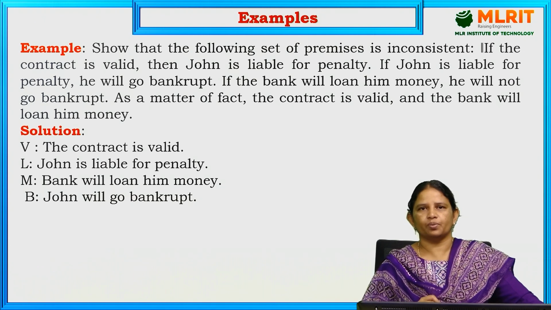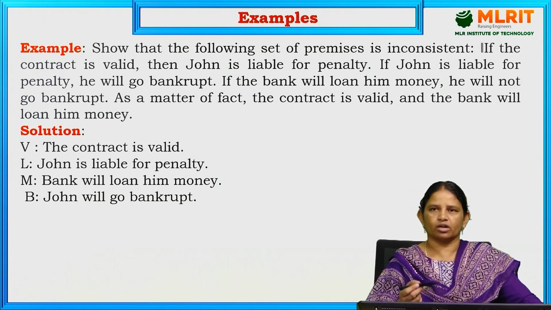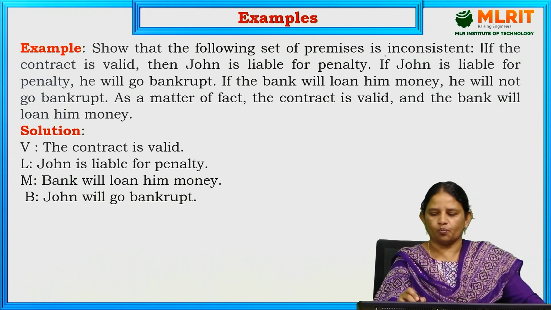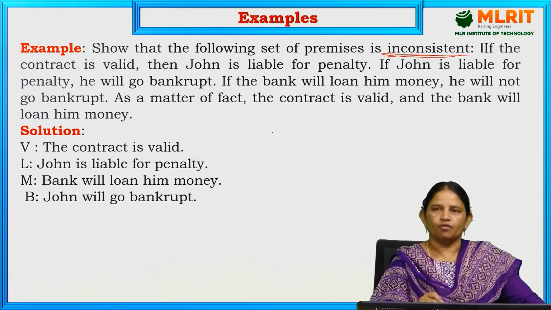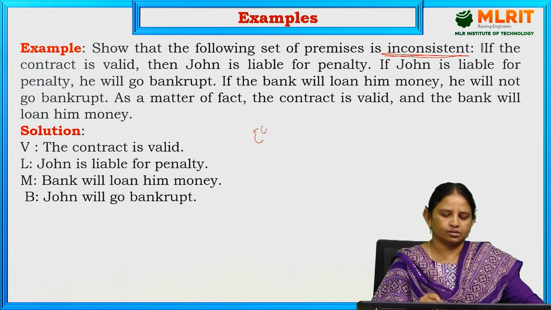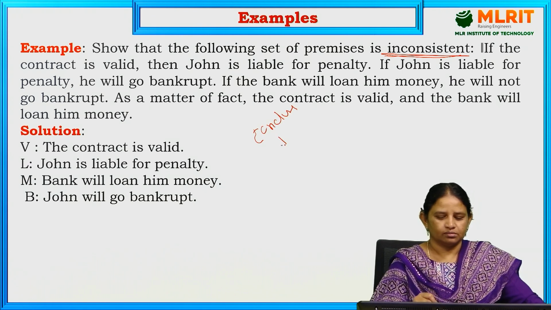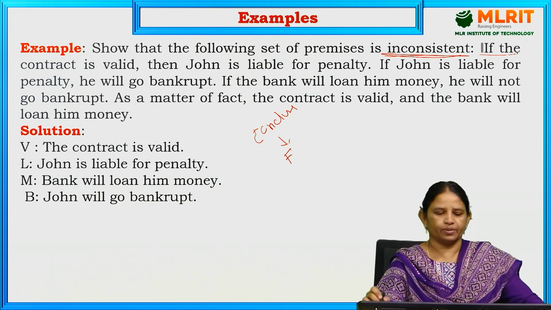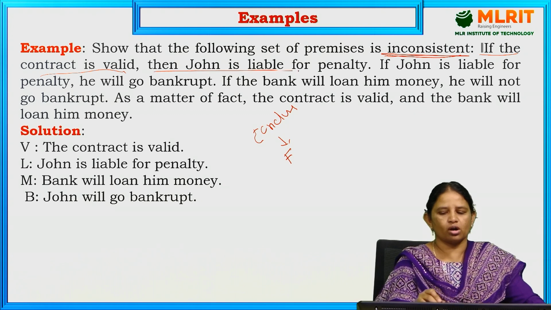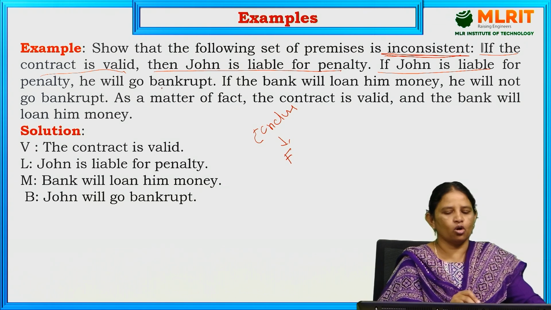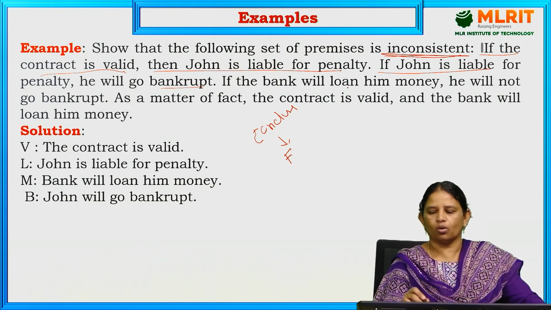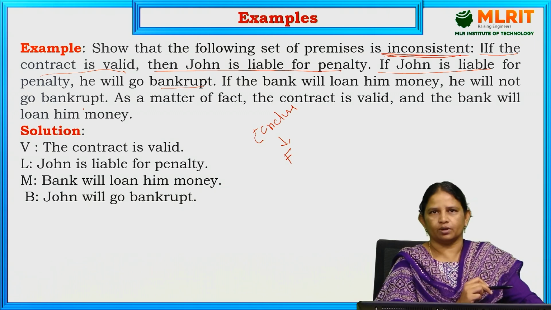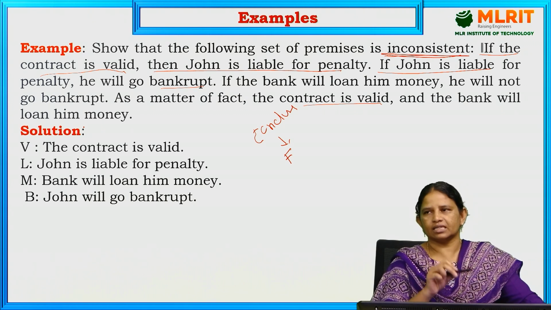Consider one more example for whether the statements are consistent or inconsistent. Show that the following set of premises is inconsistent. That means we need to show the conclusion as false. First, we can read the statements. If the contract is valid, then John is liable for penalty. If John is liable for penalty, he will go bankrupt. If the bank will loan him money, he will not go bankrupt. As a matter of fact, the contract is valid and the bank will loan him money. These are the statements that have been given.